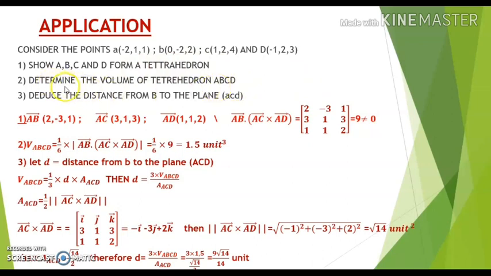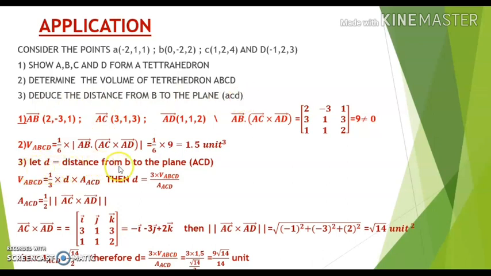Second part is to calculate the volume of this tetrahedron. Use the mixed product. The volume of ABCD is equal to 1 over 6 times the absolute value of the mixed product. From the first part, it's equal to 1 over 6 times 9 equals 1.5 unit cube, the unit of volume. Last question is to deduce the distance from B to the plane ACD.